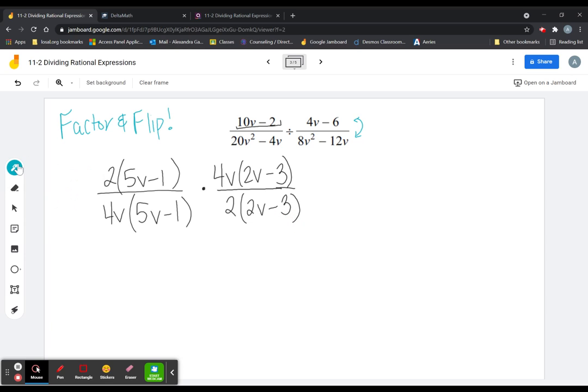I can see it. So I'm moving from left to right. What can I cancel? The 2 cancels with either the 4v or the 2. I like to just try and cancel completely if I can. 5v minus 1 cancels with 5v minus 1. And then as I move from left to right, 4v cancels with 4v. Wow, this is so exciting. And then 2v minus 3 cancels with 2v minus 3. This is what I live for right here.